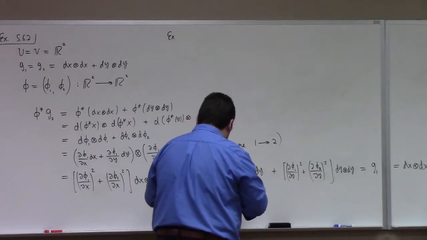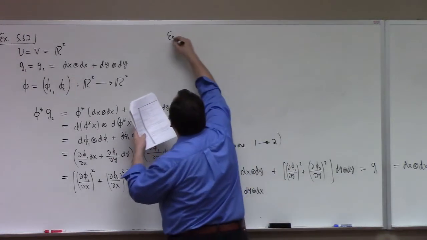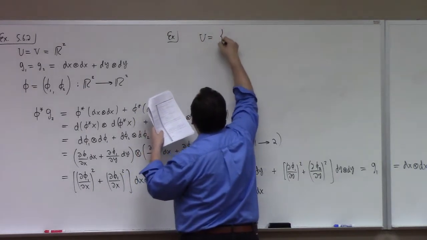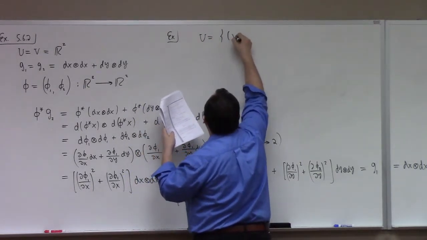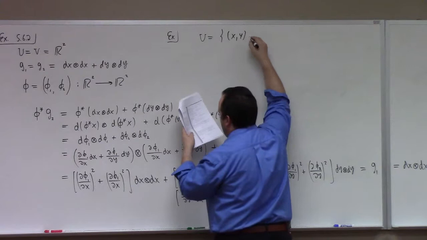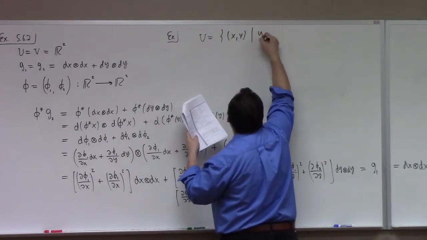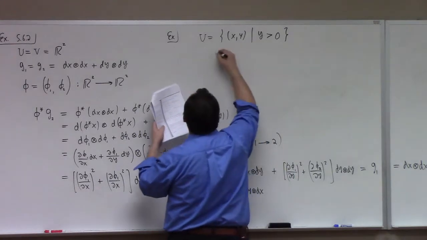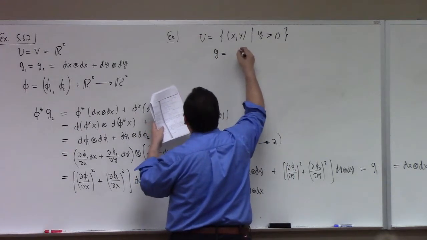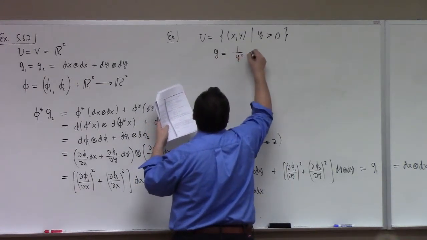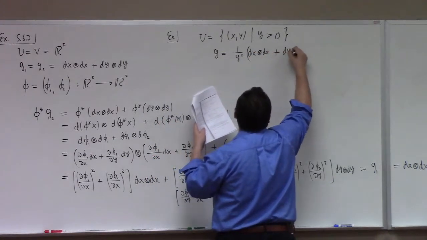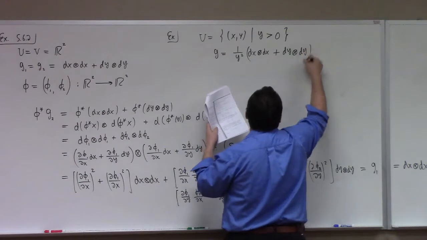Another example he gives is the half plane, which you guys have had lots of homework on, or you're about to have homework on, depending on where you are in your work. But anyway, this is the space with the Poincare metric, 1 over y squared dx tensor dx plus dy tensor dy. All right?